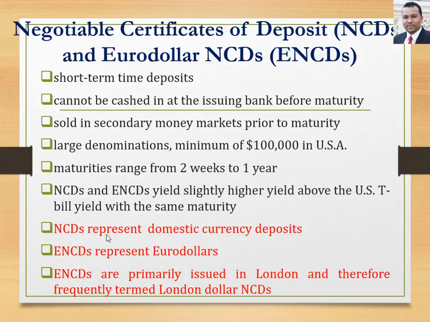What about differences? Number 1, NCDs represent domestic currency deposits. For example, in the USA, we talk about US banks, denominated in the USA. In ENCDs, we talk about Eurodollars, for example American banks, but with branches out of the USA. So ENCDs are primarily issued in London and are therefore frequently termed London dollar NCDs.